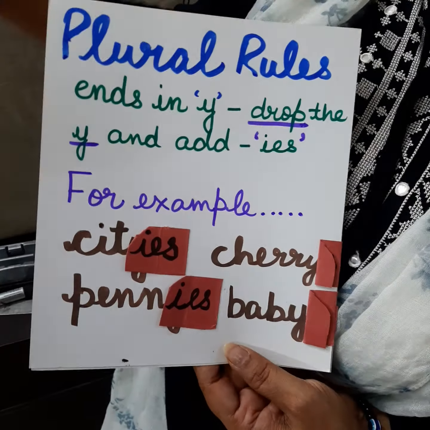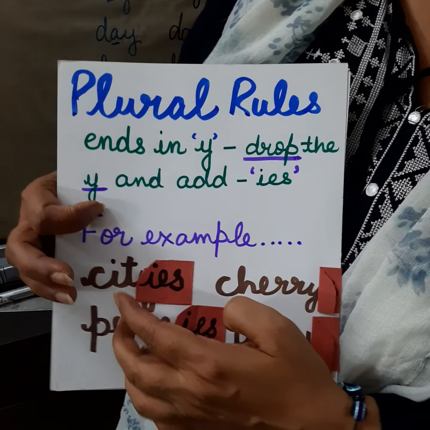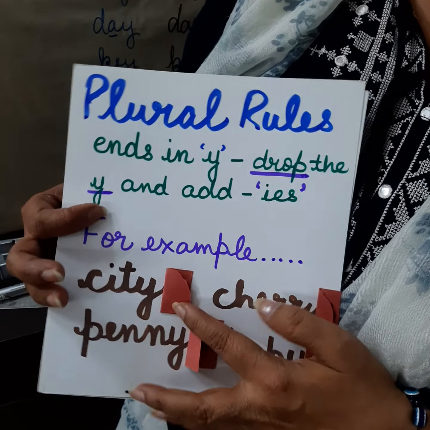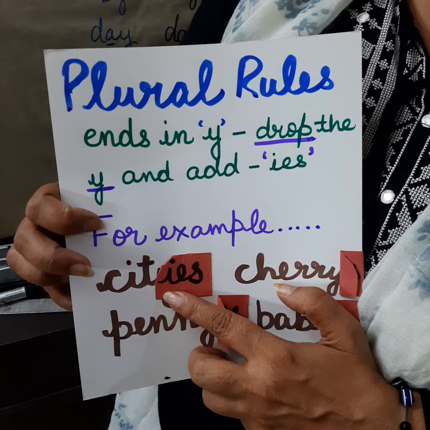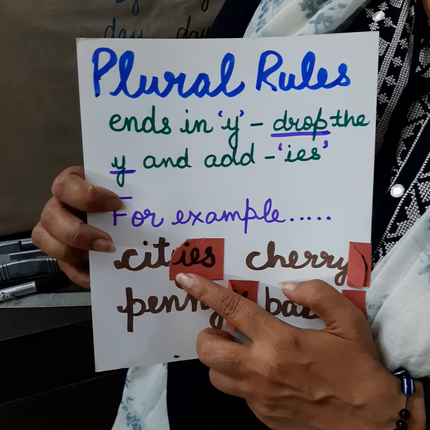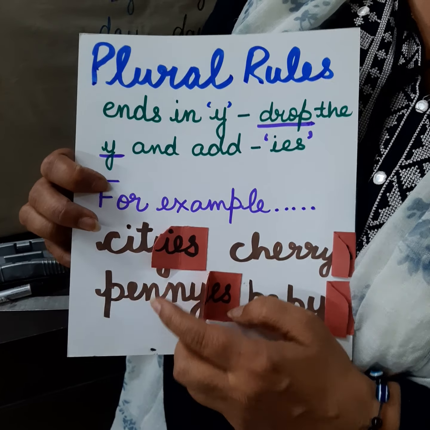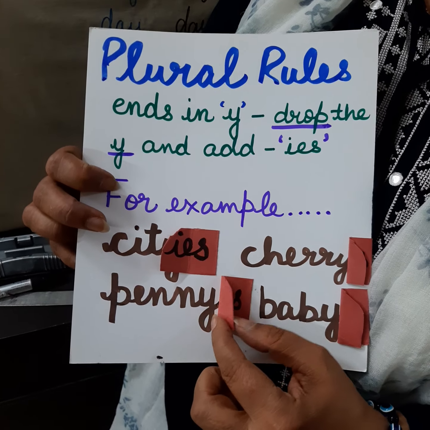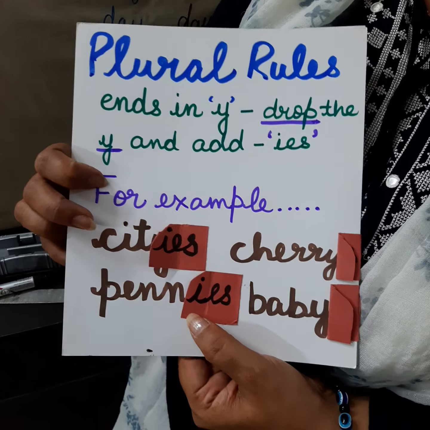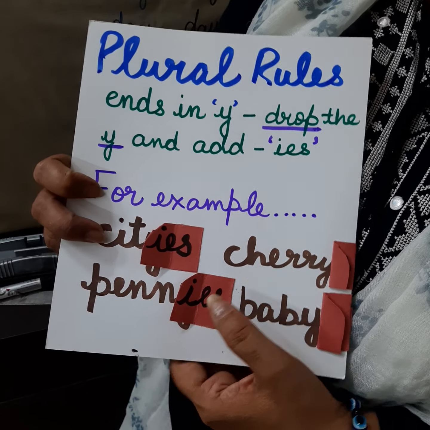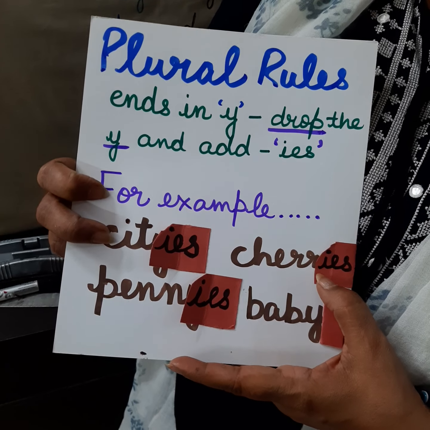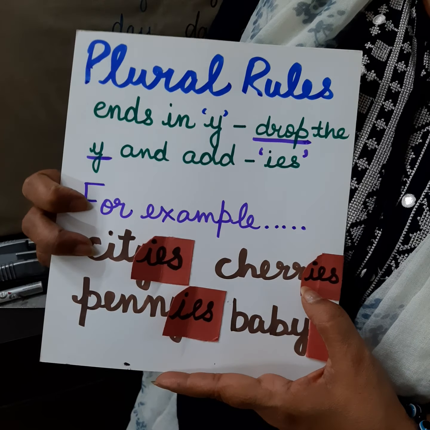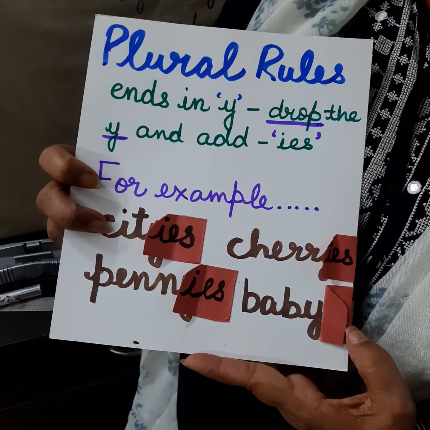Now same way I have made it for Y ending words. Like this is city. We will replace Y with IES. Here we have penny. We will replace this Y with IES, which will give you pennies. Here we have cherry and we will replace this Y with IES and it will give you cherries, the plural of cherry.